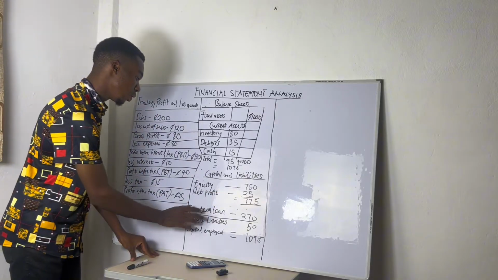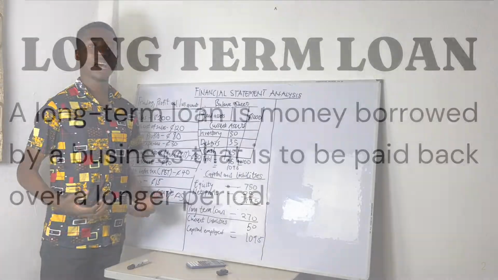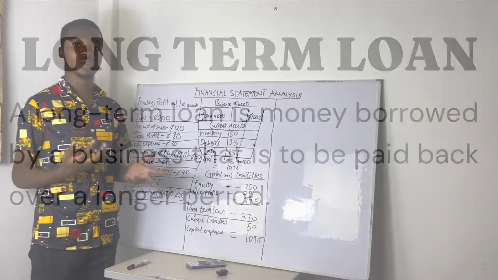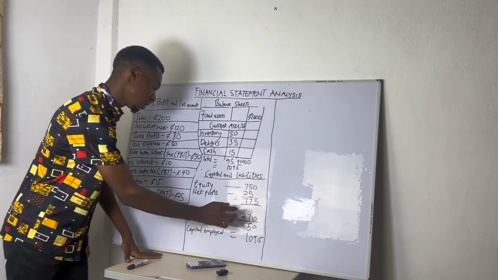Now we move on to the long-term loan. The long-term loans are the loans that you've not paid yet, but they are long-term. So maybe you are supposed to pay them over 5 years, over 10 years, over 2 years, over 3 years. And that one here, we say it is 270.